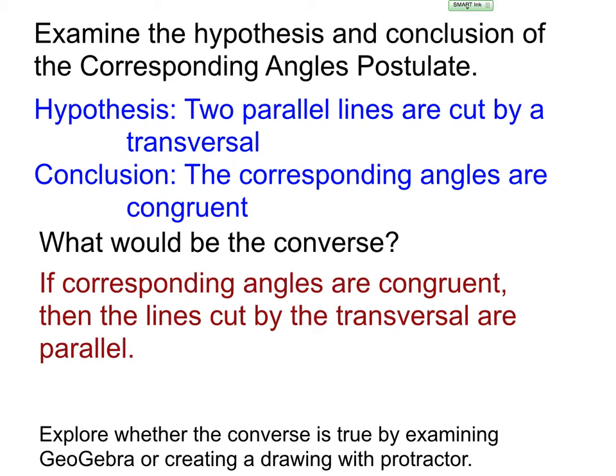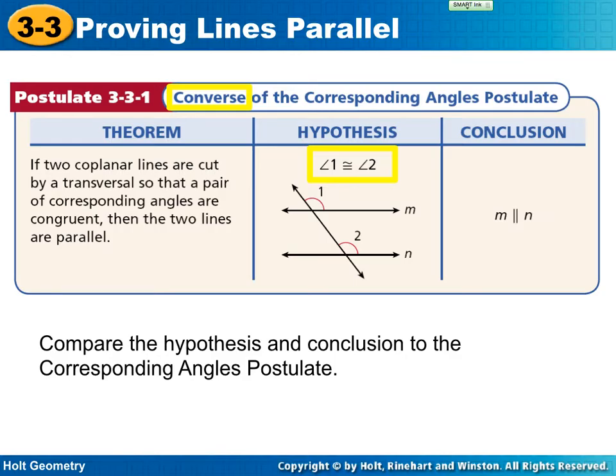So that converse was the converse of what postulate? Which one did we start with? Corresponding angles postulate. So this is the converse of the corresponding angle postulate that we just experimented with. And some of you were good at the experiment, others it didn't work out. So the wording for the theorem: if two coplanar lines, now notice it just says they're on the same plane, it doesn't say they're parallel.